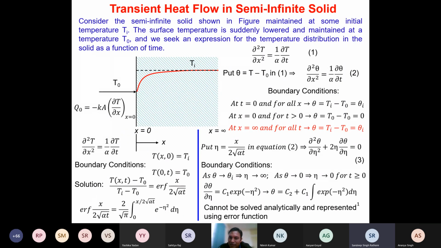At time t equals to 0, this entire slab will be at Ti, and therefore at any x, if we calculate this theta, this T will be just Ti. So that means we will have theta equals to theta i. Does this first boundary condition make sense to everyone?